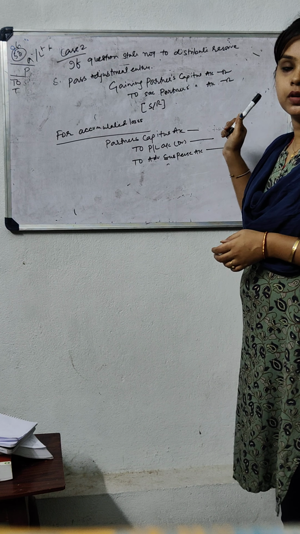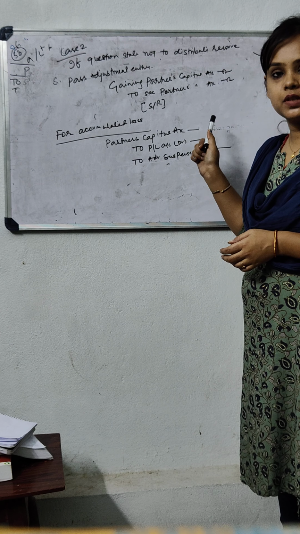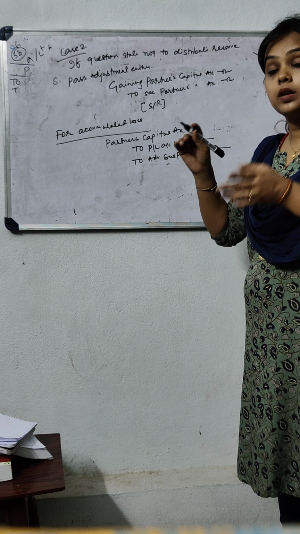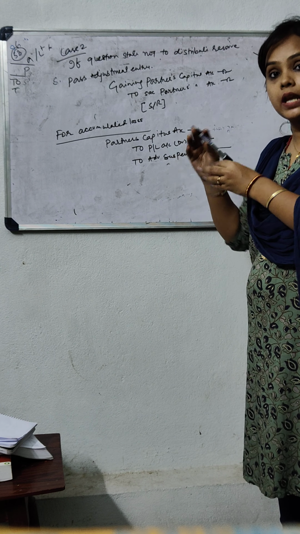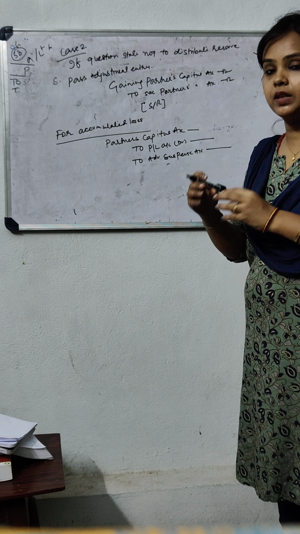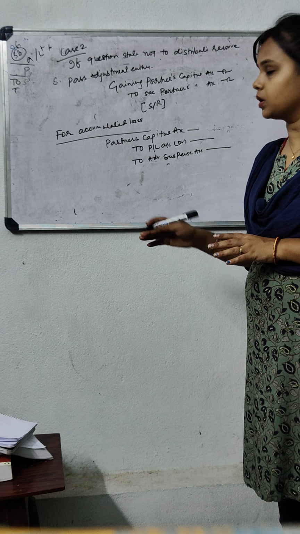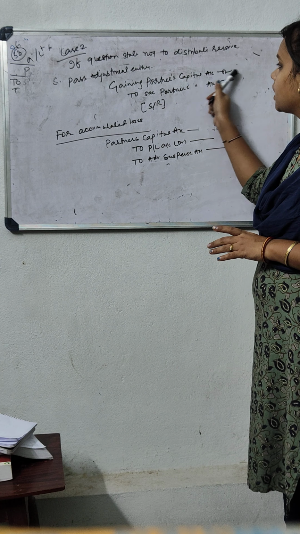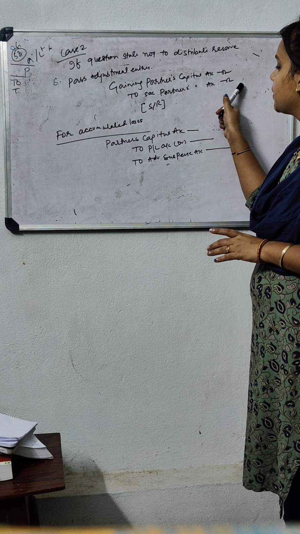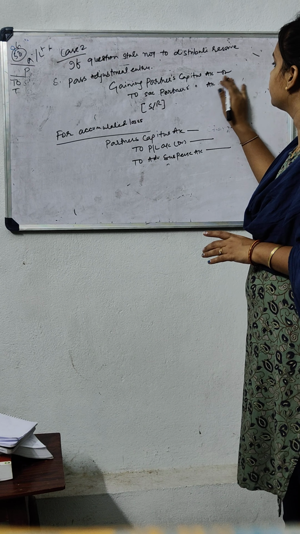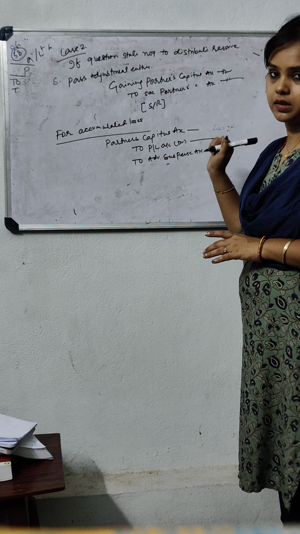Means if C is sacrificing, A will give his extra 10,000 to C so that the amount will be equal. So gaining partner's capital account debit to sacrificing partner's capital account credit, in the sacrificing ratio.